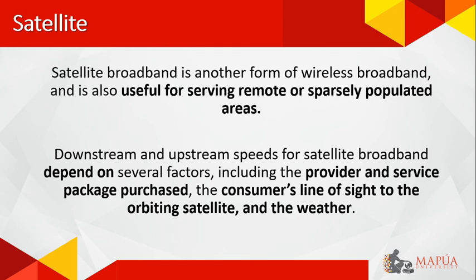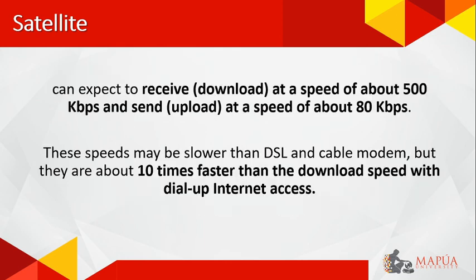Satellite broadband is another form of wireless broadband and is also useful for serving remote or sparsely populated areas. Downstream and upstream speeds for satellite broadband depend on several factors, including the provider and service package purchased, the consumer's line of sight to the orbiting satellite, and the weather. Typically, a consumer can expect to receive, or download, at a speed of about 500 kbps and send, or upload, at a speed of about 80 kbps. These speeds may be slower than DSL and cable modem, but they are about 10 times faster than the download speed with dial-up internet access.